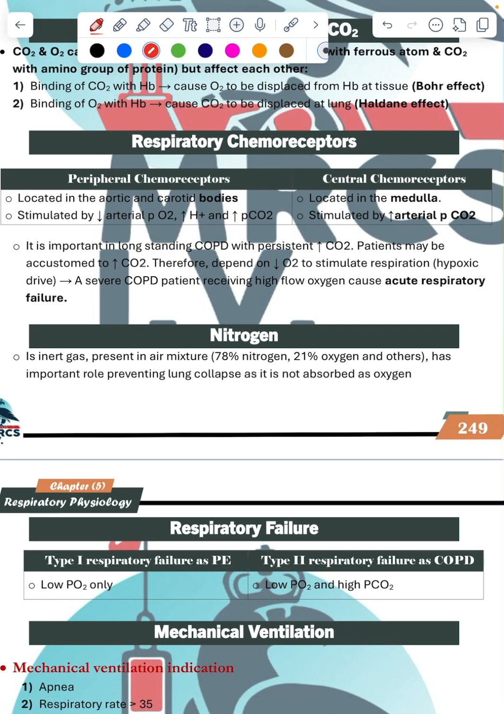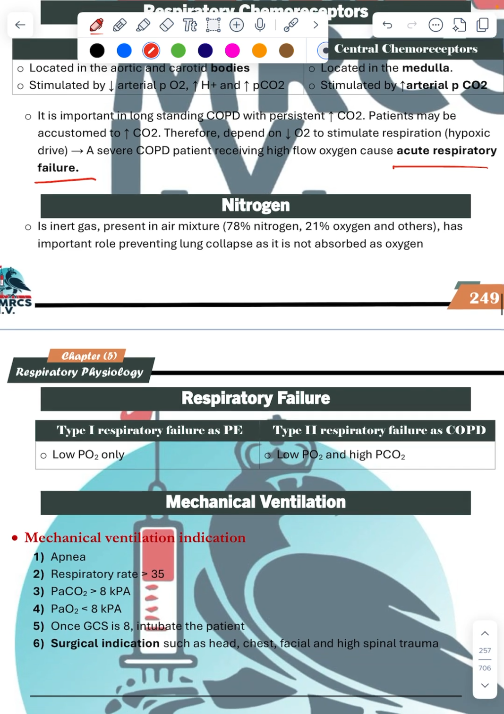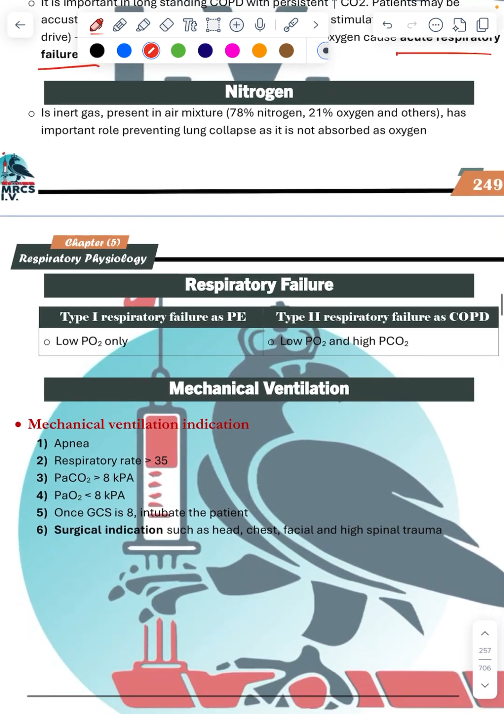In a COPD patient, receiving high oxygen flow causes acute respiratory failure. This is a question most commonly asked. COPD patients are always acclimatized to higher levels of carbon dioxide, which is called hypoxic drive. So 100% oxygen is avoided in patients with COPD. Nitrogen is the inert gas present in air mixtures and has an important role in preventing lung collapse.